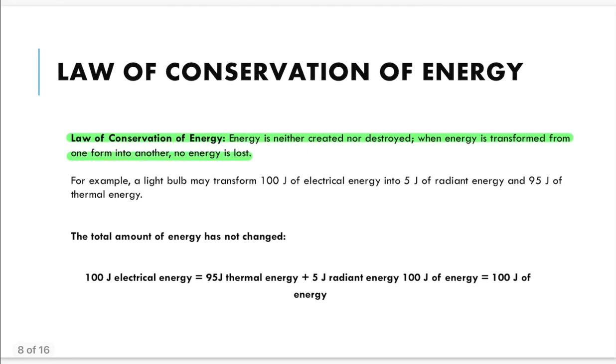Furthermore, a light bulb may transform 100 joules of electrical energy into 5 joules of radiant energy and 95 joules of thermal energy, which means that we get a portion of that 100 joules of electrical energy in the form of light and the rest in the form of heat. And we know this, when we touch a light bulb, it's hot to the touch. But it's important to note that the total amount of energy in that process has not changed. It's still 100 joules of energy. That electrical energy has been converted into both thermal and radiant, but at the end of the day, it is still 100 joules of energy.